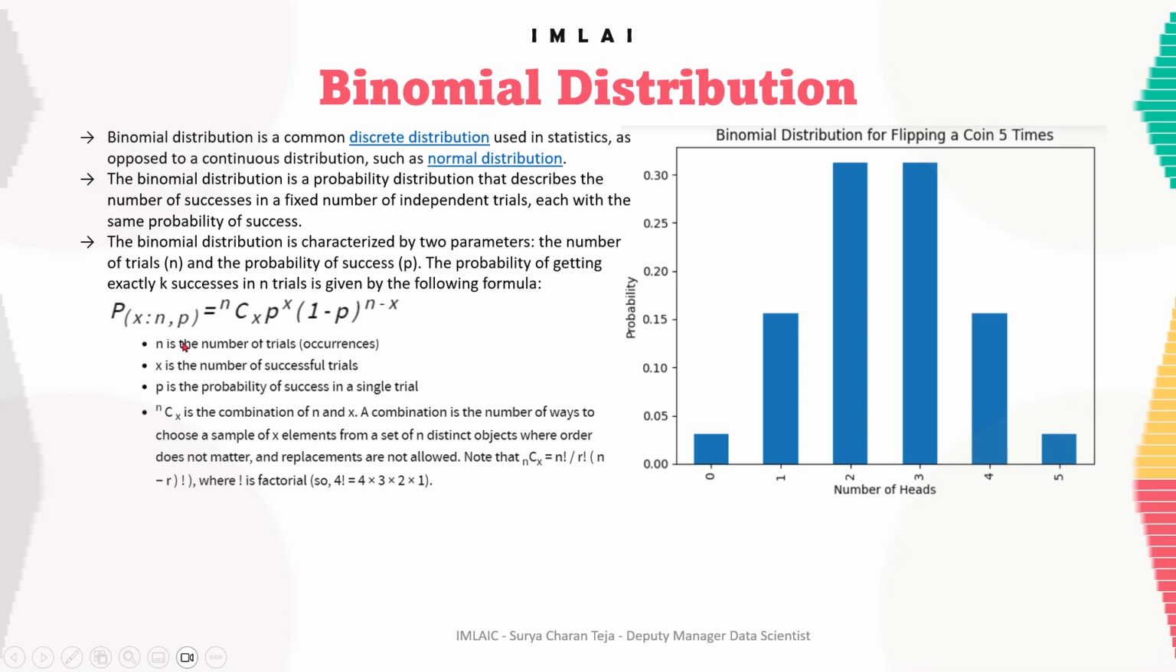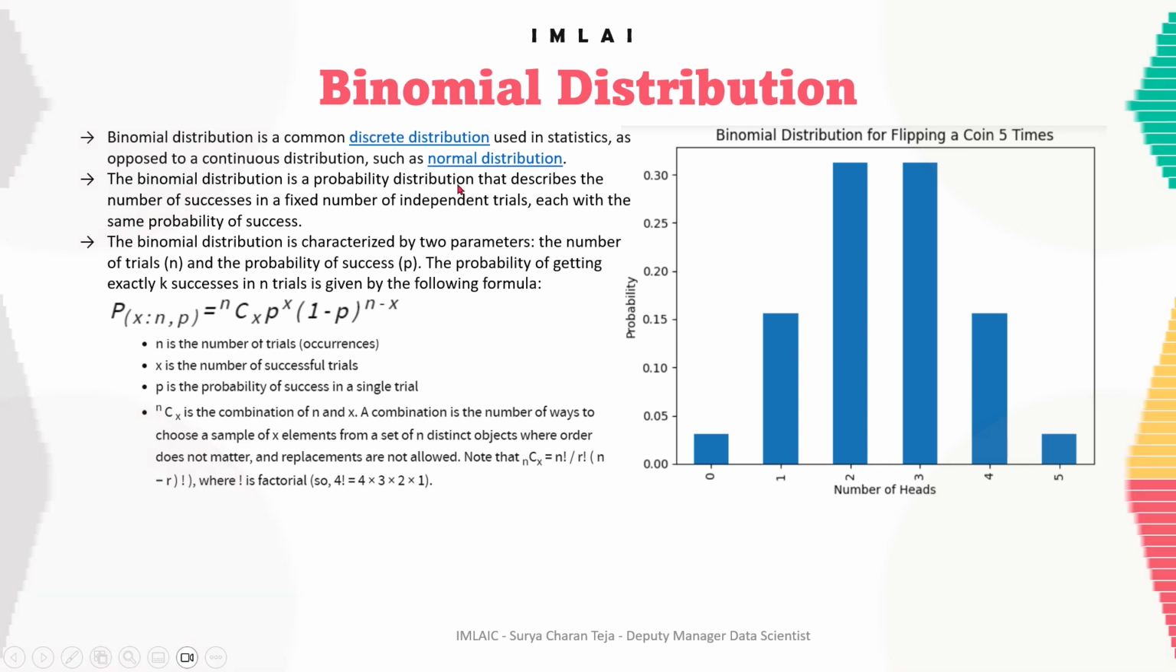And the most important one, nCx, we can call it n choose k, or n choose x. Here we are using x, or you can use k also. I will be using them interchangeably. Sometimes I say x, sometimes I say k. Don't get confused. So nCx is the combination of n and x.